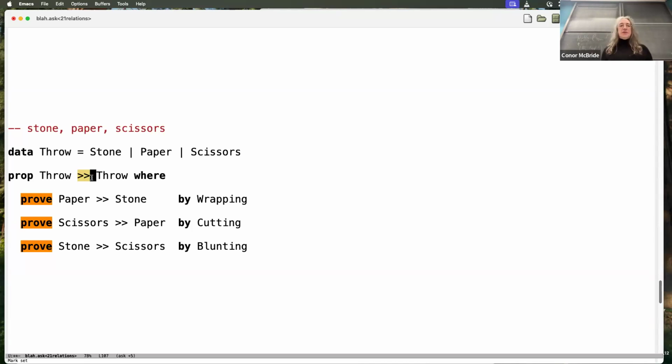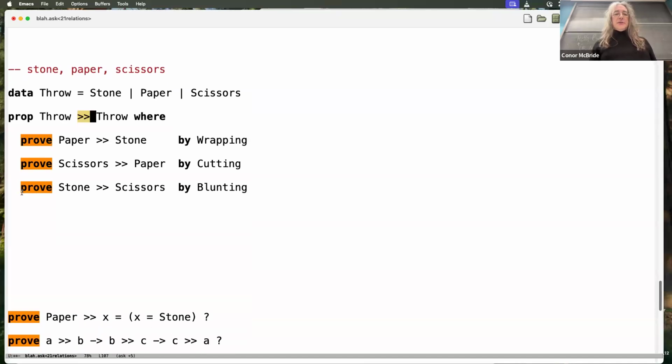So here, I write it like we're in the middle of doing a proof. I show what the moves you can make are. So if you're trying to prove paper beats stone, then you can do that by wrapping. Paper wraps stone. Scissors cut paper. Stone blunts scissors. So I'm inventing 3 new rules that we didn't have before that explain how to do proofs in this world of stone, paper, scissors. Okay? So we'll see how that boils down.